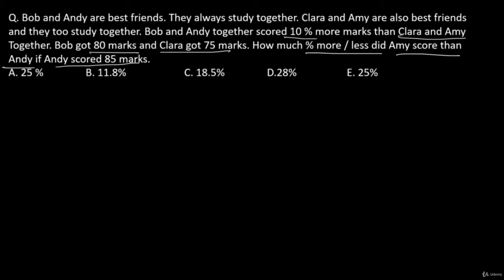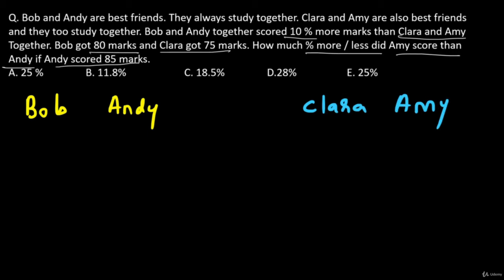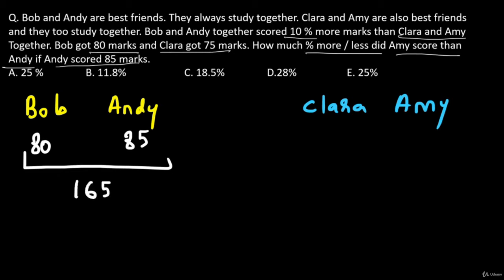Alright, we are back. I hope you have given it a try. Let's do it together. Now over here we have Bob and Andy, they are best friends, and we have Clara and Amy, they are also best friends. Now it's given that Bob scored 80 and Andy scored 85 marks, right? So that's a total of 165 over here.